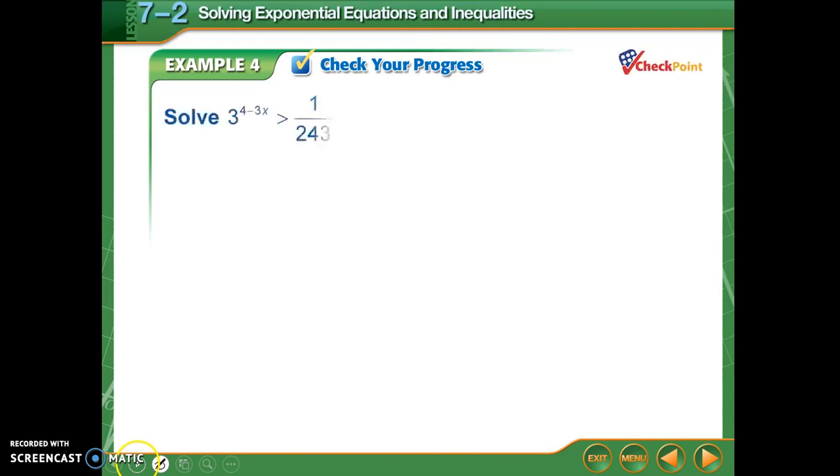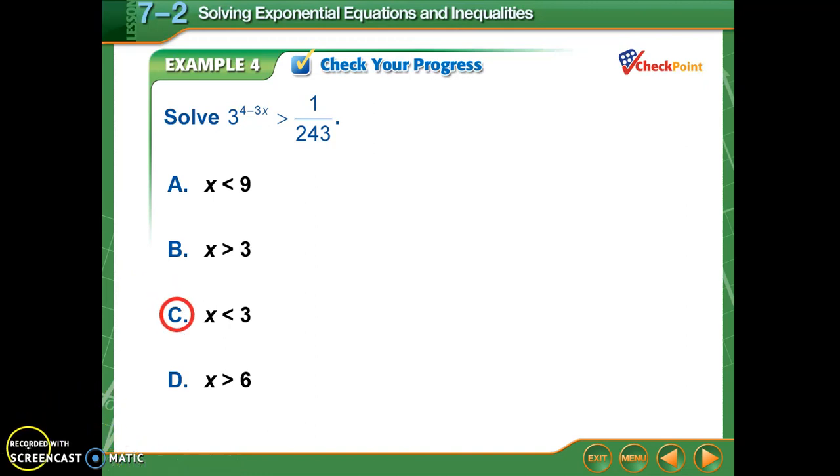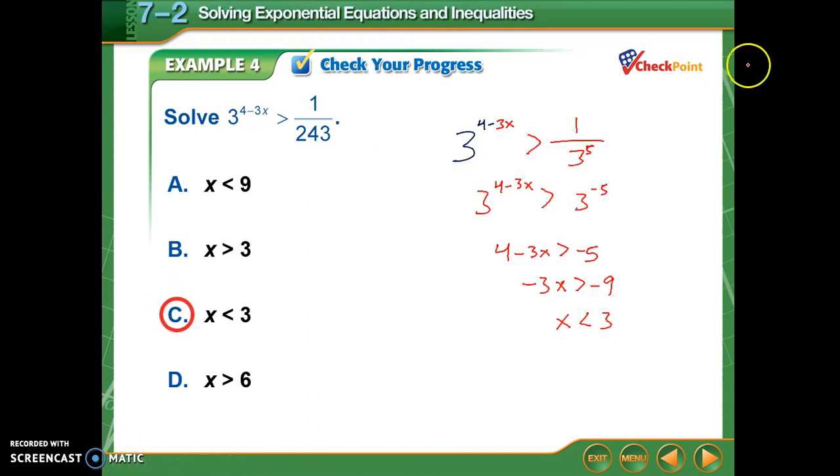Okay, so I want you guys to try a similar one. Try this one. Right, x is less than 3 is what you should come up with. And this is what your process should look like. Rewrite 243 as 3 to the 5th. So 1 over 3 to the 5th is 3 to the negative 5th.